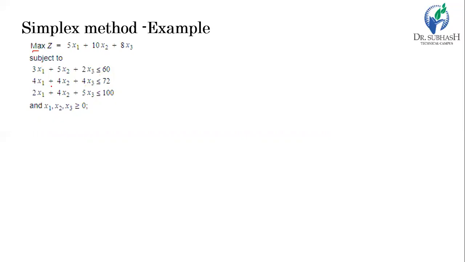Here in this second constraint, if you look at 4x1 plus 4x2 plus 4x3 less than or equal to 72, in this case if you take 4 as common from both sides, then it will give you some relaxation during calculation.